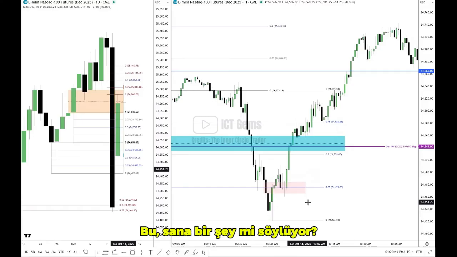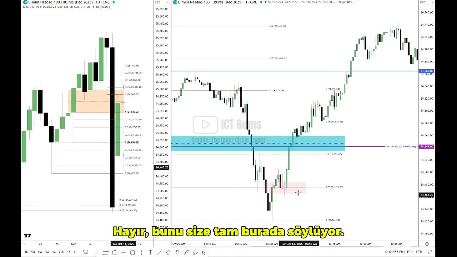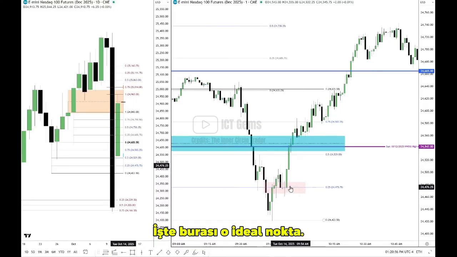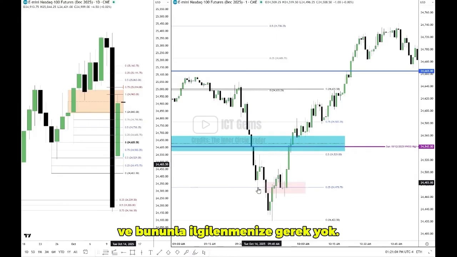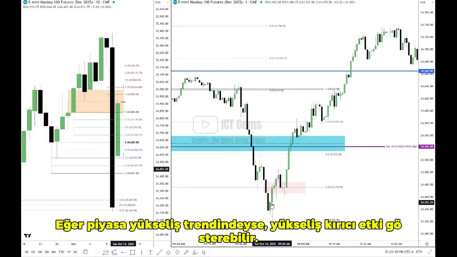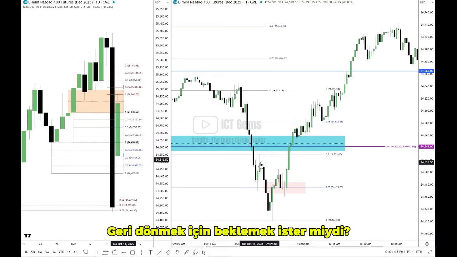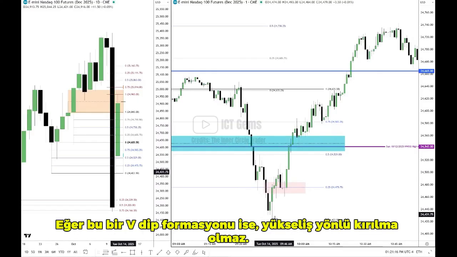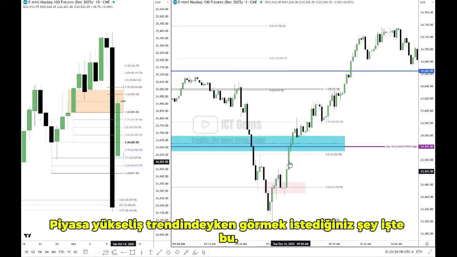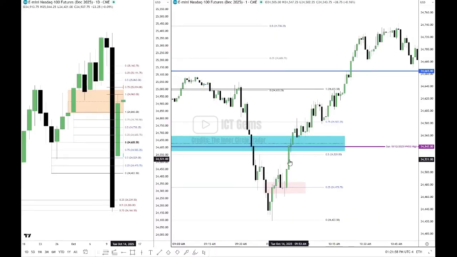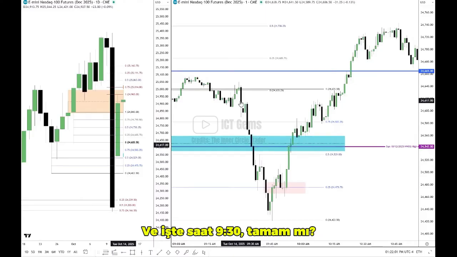Is that one thing telling you? Nope. Is it all by itself? No. It's telling you that right here is that sweet spot. And you can accumulate along right there. And you need not concern yourself with this bullish breaker. If it's bullish, would it want to wait around to come back for a bullish breaker? If this is a V bottom? Nope. Rips right through it and leaves this right there. This is what you want to see when it's bullish. And here's 9:30 right there.